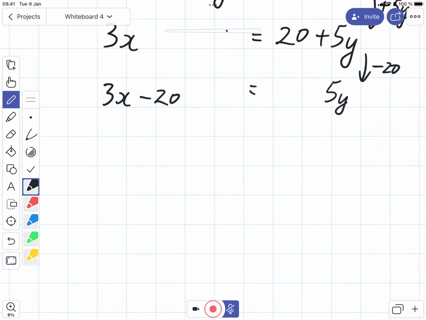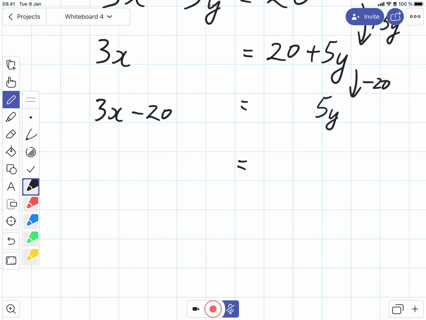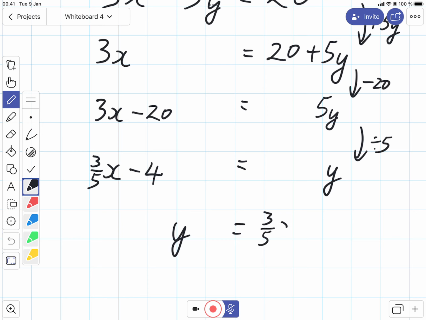And then I just want to know what a single y is on its own. So I'm going to divide everything out by 5 to get 3/5 x minus 4 equals y. So I've just divided everything by 5 to get y equals 3/5 x minus 4. Let's put that into iMaths.